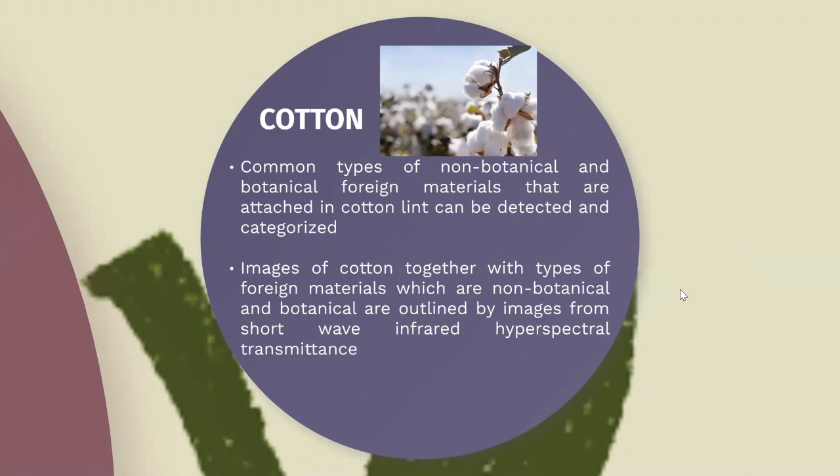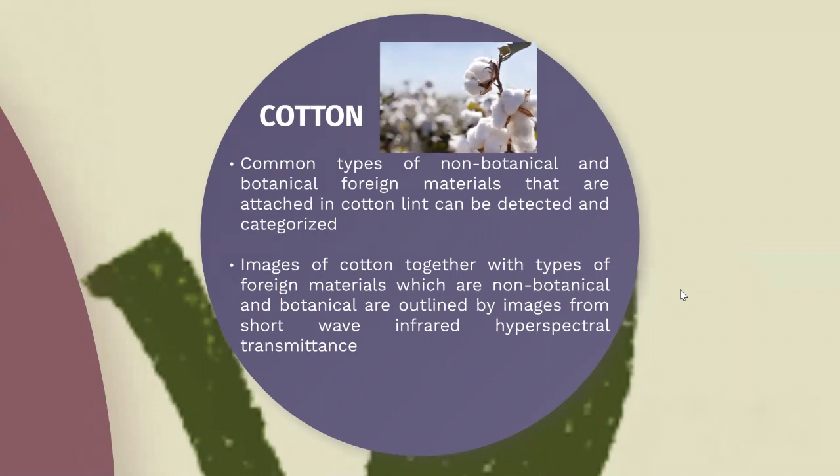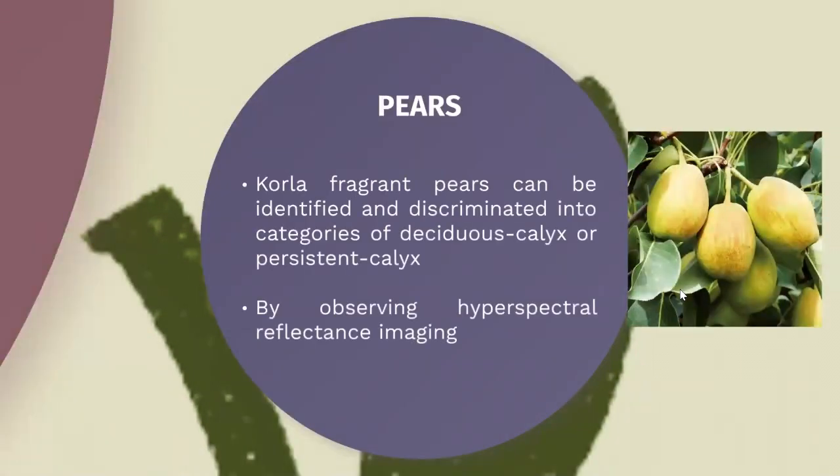Images of cotton together with types of foreign materials, which are non-botanical and botanical, are outlined by images from short-wave infrared hyperspectral transmittance. Other than that, color-fragrant pairs can be identified and discriminated into categories of deciduous calyx or persistent calyx. This can be done by observing hyperspectral reflectance imaging.